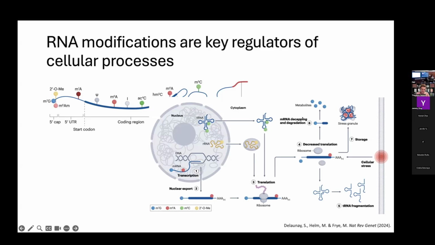Something I learned while preparing for this presentation is that RNA modifications can be one of the cell's first lines of defense in responding quickly to an external stimulus, because the cell can upregulate enzymes that deposit or erase these modifications, and the cell can respond more quickly in that way than changing their transcriptome or their proteome. So a really crucial aspect of cellular regulation.